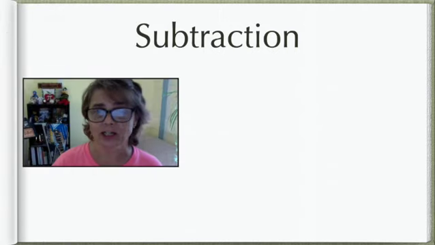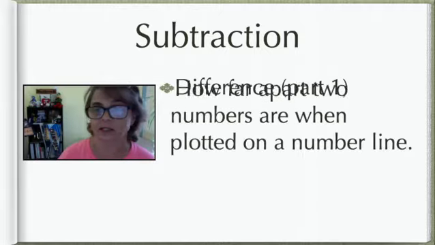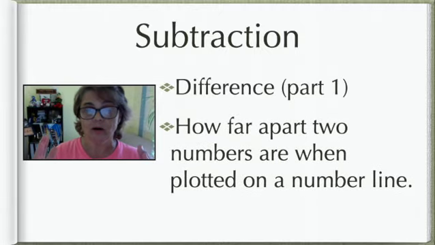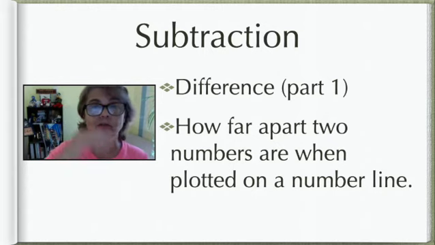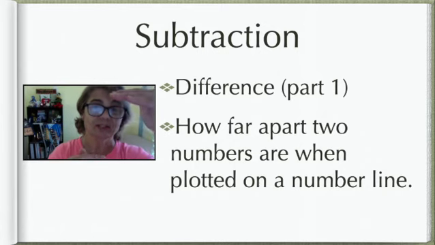So what is subtraction? One way to think of subtraction is as the difference between 2 quantities, or how far apart they are when they're plotted on a number line, like how many steps. But it does depend on which one is first. If the top one is first and you subtract, the difference is positive. If the bottom one is first, the difference is negative.